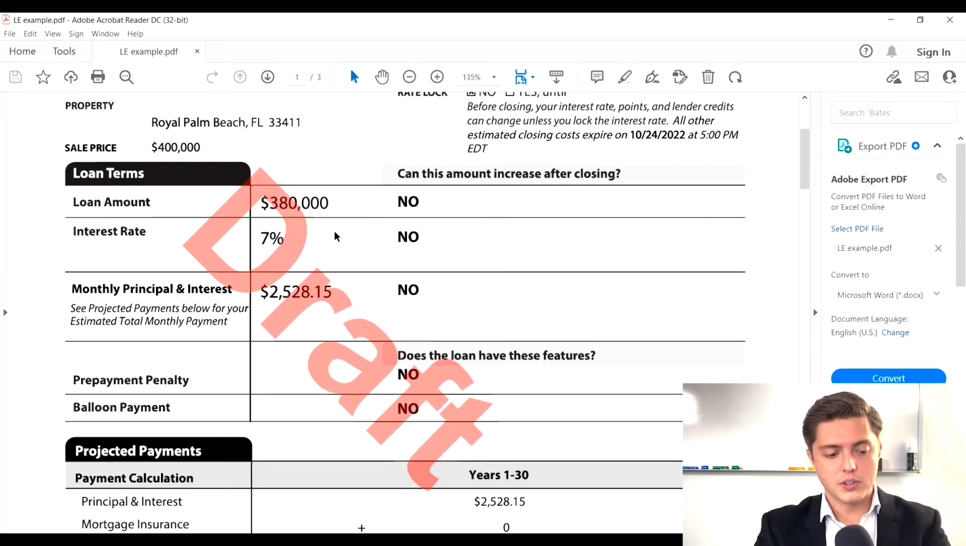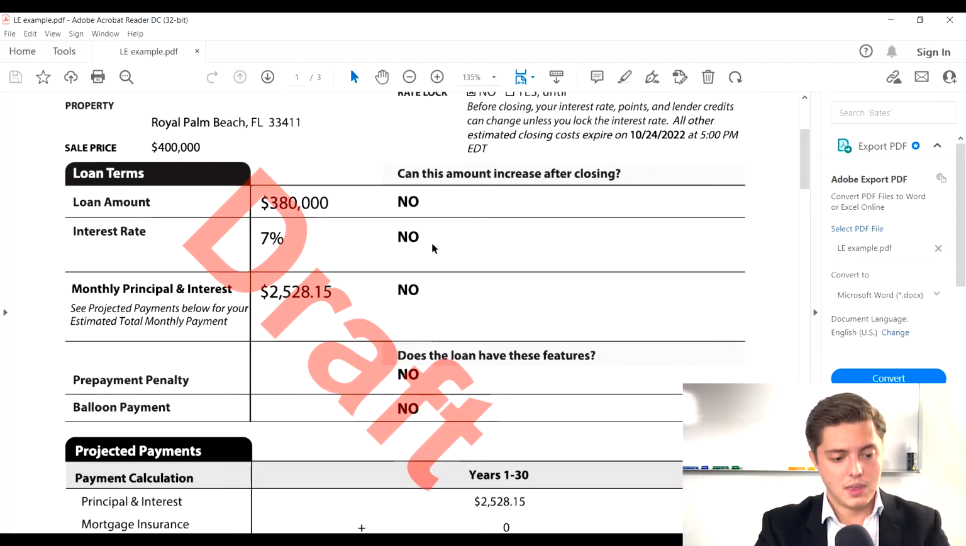Next, this section is important as well. This shows us how much of a loan you're getting and what interest rate you're getting. So most of the time, fixed rates are very common, and a lot of this will look very similar. But if you were not being offered a fixed rate loan, some of these will look a little different. So can this amount increase after closing? This is important. So loan with negative amortization, which is very, very uncommon. If you had negative amortization, then that answer would be yes. If you have an adjustable rate loan, this interest rate, can this amount increase after closing? That answer would be yes.